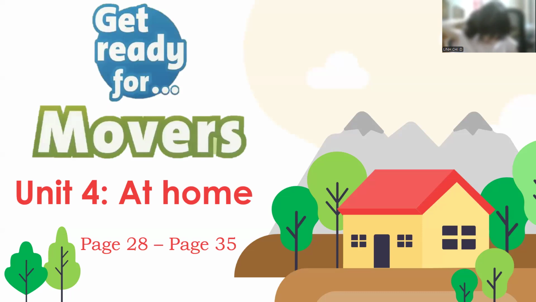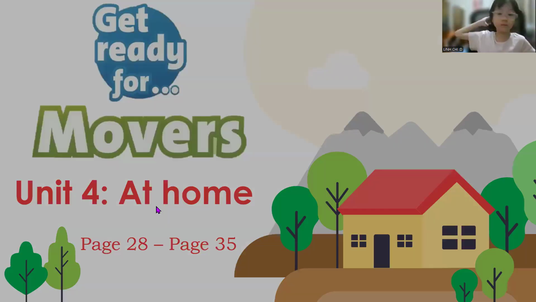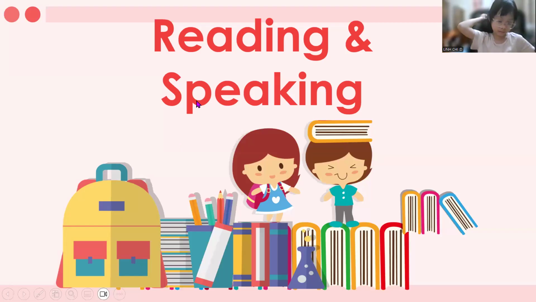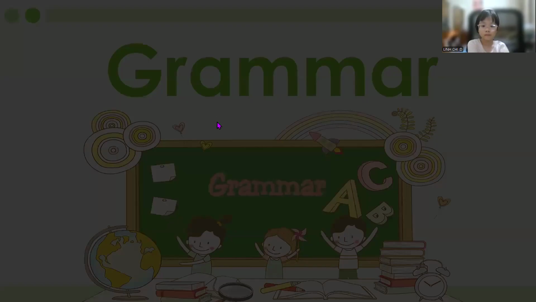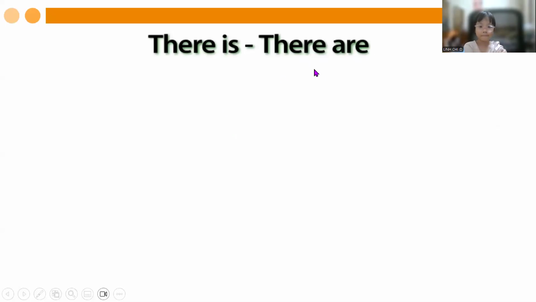Wow, great. So, we are now in Unit 4.2, page 28 to 35. It's all about reading and speaking, which is very focused in grammar. Okay, now we are going to learn when to use there is and there are. Listen carefully. We use there is if it's only one, and we use there are if there are many. All right, Mary? Yeah. Very good.